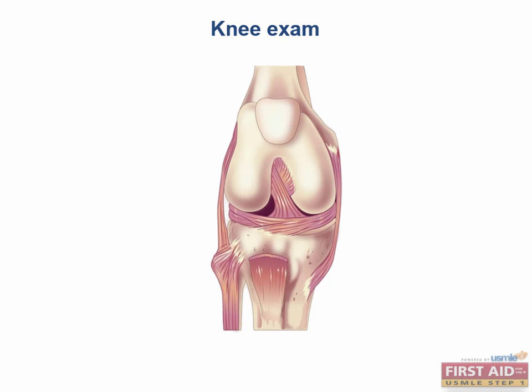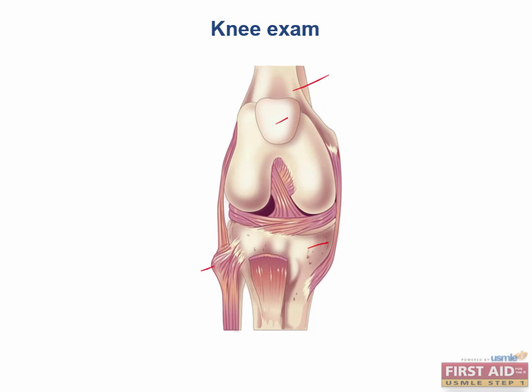Let me orient you to this picture. This is an anterior view of the knee. Here's the femur, here's the patella, the tibia, and the fibula. The patellar tendon is cut away, so we can take a look at the ligaments inside the knee.